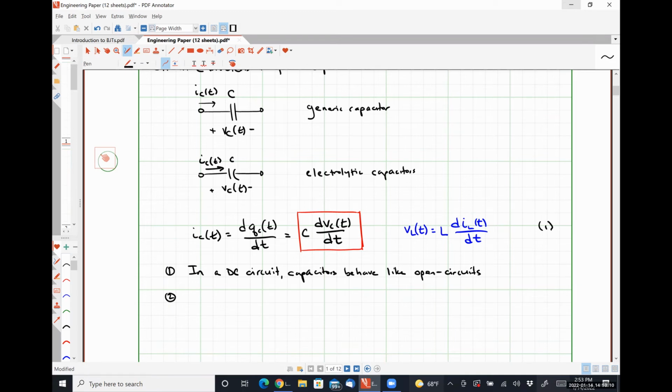What was our second observation? So in an inductor, the current cannot change abruptly. So what do you think happens in capacitors? The voltage can't change abruptly. Exactly right.